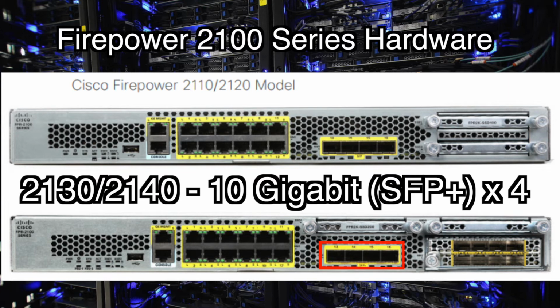The 2130-2140 chassis differs here in that the ports are SFP Plus ports, and these ports support 10 gig SFP Plus modules. Additionally, there is an optional network module that can provide additional 10 gig SFP Plus ports.